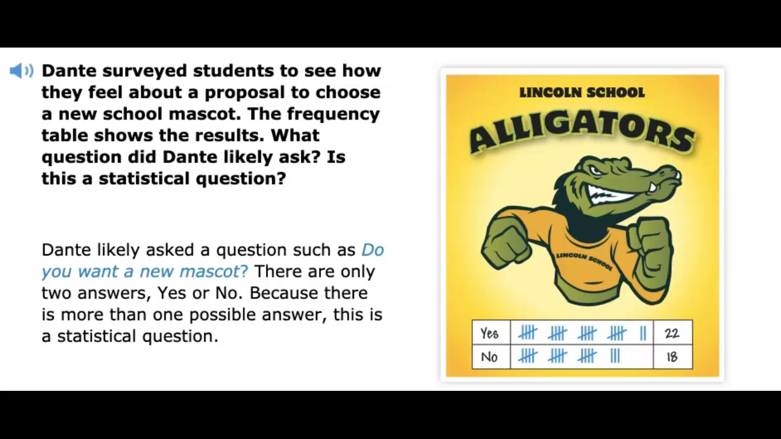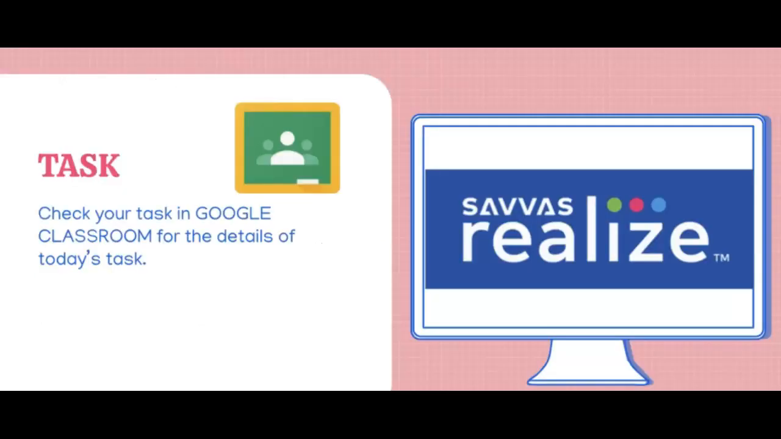Very clear. So let's try the example problem and let's work on statistical and not statistical questions. Okay, so go to your Google Classroom.